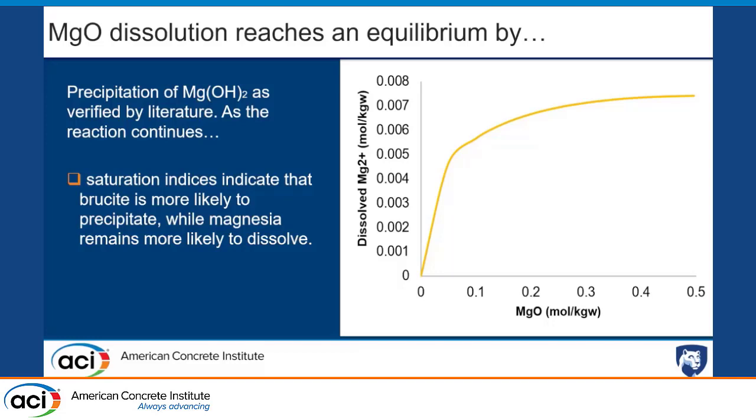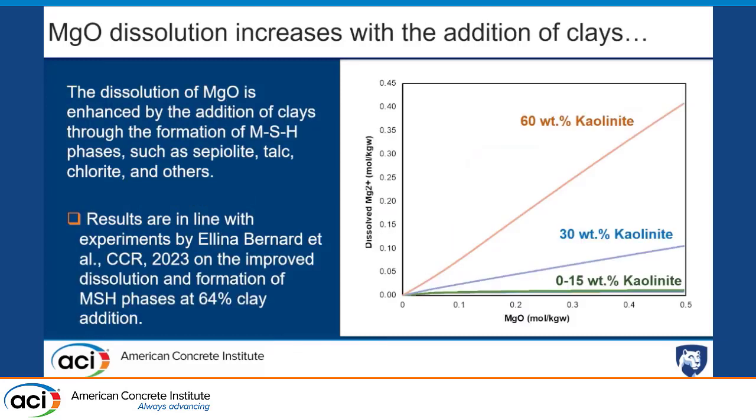Now, if we look at the saturation indices in this particular simulation, we see that brucite is more likely to precipitate and magnesia is more likely to keep on dissolving. And that's key, because remember, if it's a hardened material and magnesia is dissolving and precipitating brucite, that expansion is going to crack our material. It's not what we want. But we know this. So now let's look at what happens when we add some clays.